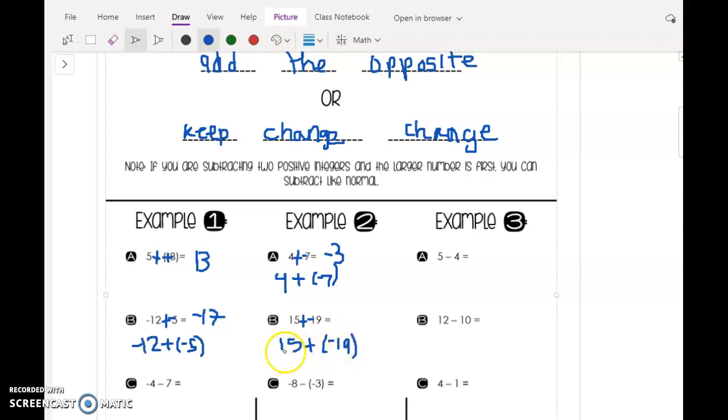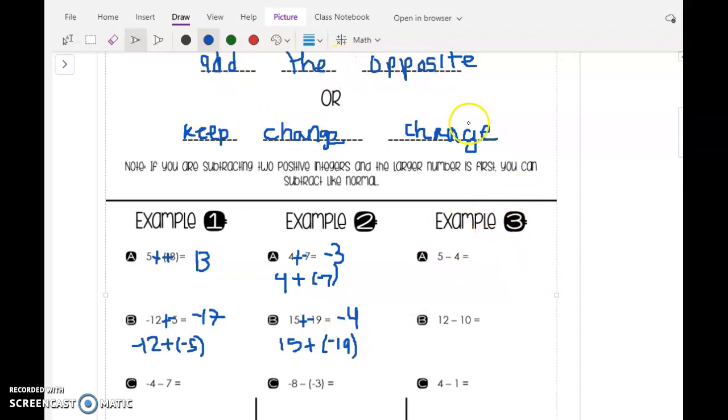So again, we have a positive 15 and a negative 19. Just like we did up here, we're going to take the bigger number and subtract the smaller number from it. 19 minus 15 gives us 4. And then we look at the bigger number, 19. That's a negative, so our answer is going to be negative. So 15 plus negative 19 gives you negative 4. Okay? Let's look at example 3.